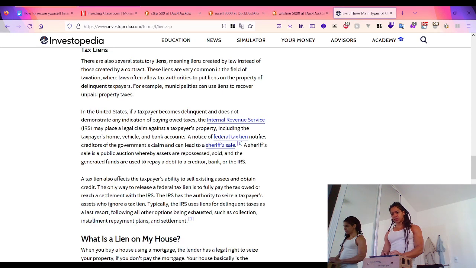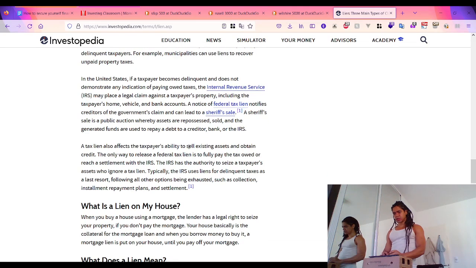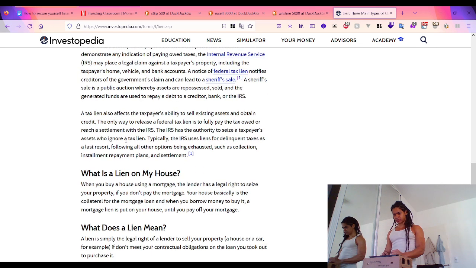A tax lien also affects the taxpayer's ability to sell existing assets and obtain credit. The only way to release a federal tax lien is to fully pay the tax owed or reach a settlement with the IRS. The IRS has the authority to seize the assets of taxpayers who ignore a tax lien. Typically, the IRS uses liens for delinquent taxes as a last resort, after all other options have been exhausted, such as collection, installment, repayment plans, and settlement.